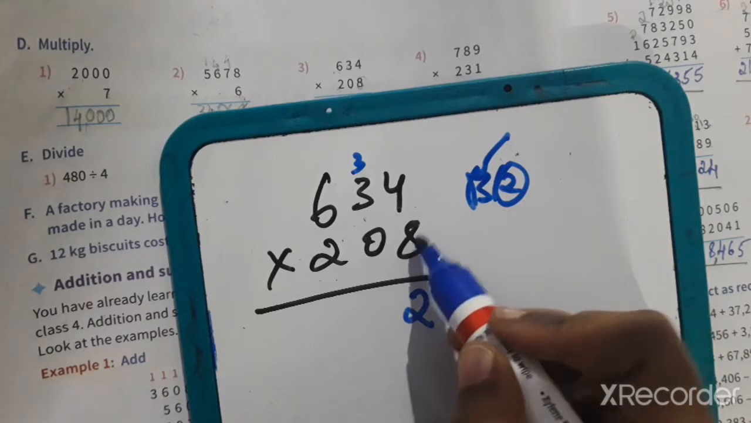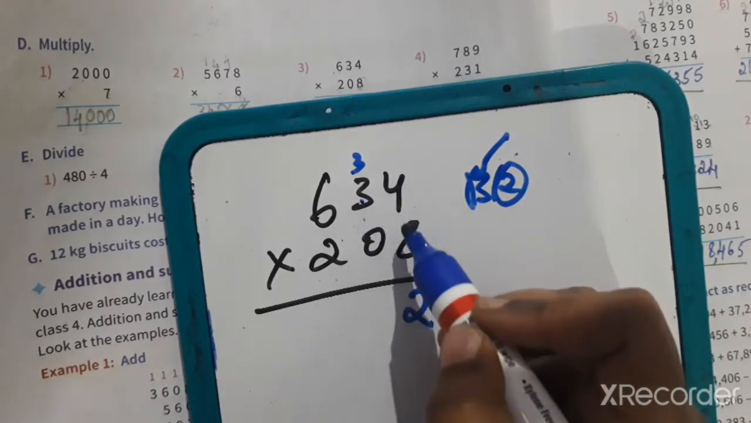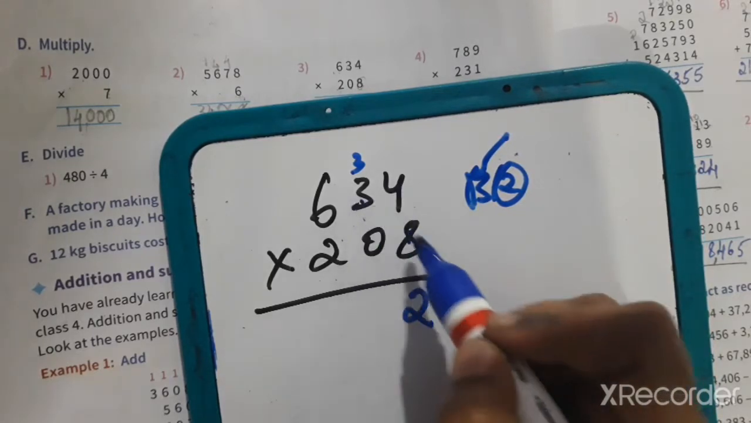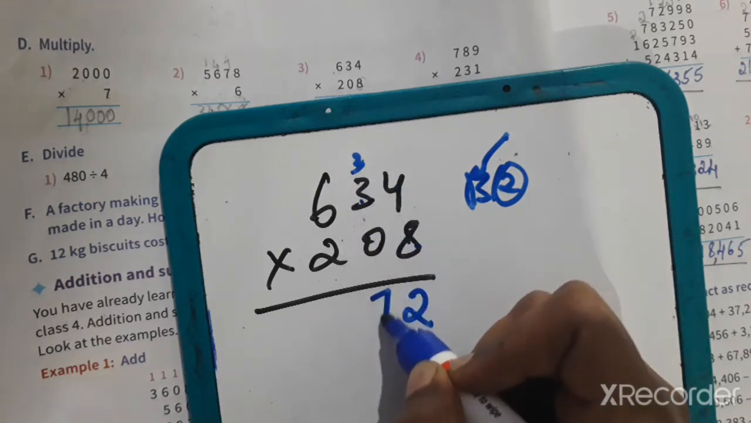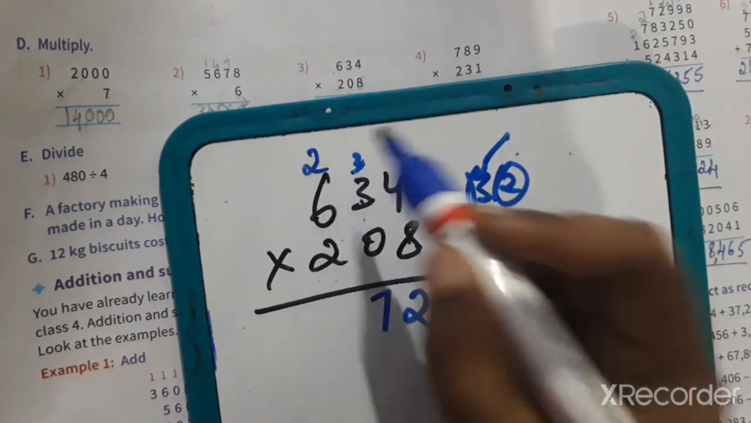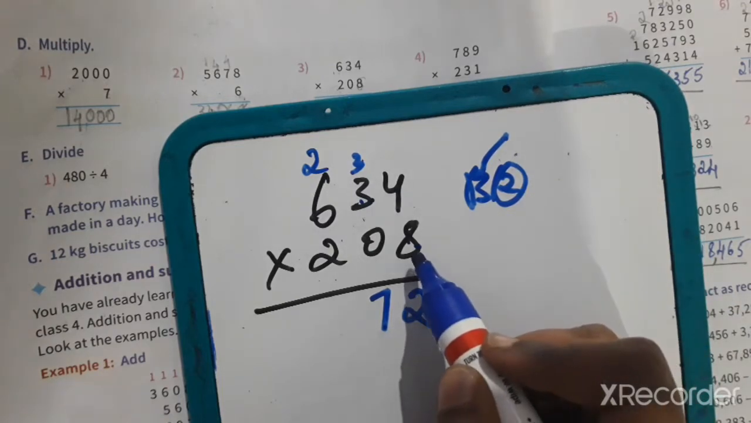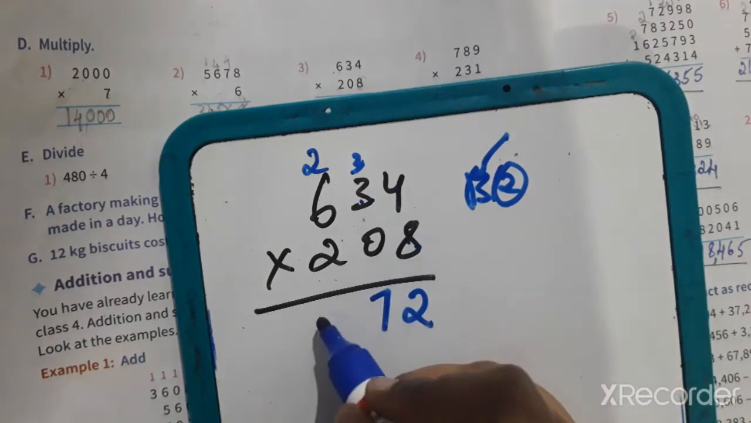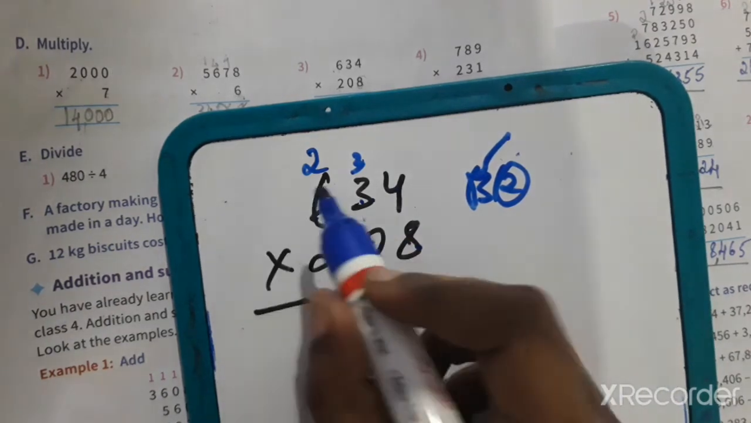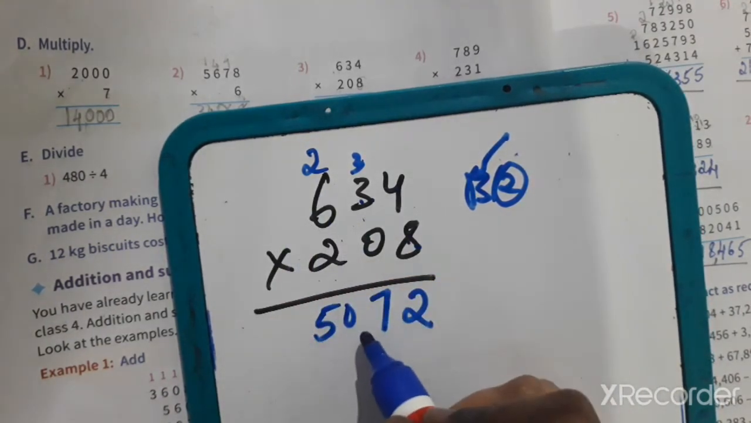Now 8 into each number. 8 into 4 over. Now 8 into 3. 8 3s are 24. 24 plus 3, 27. So last digit 7 here. Next number 2 carry over to next place. 8 6s are 48. 48 plus 2, 50. So no number to multiply again, so we can write together.